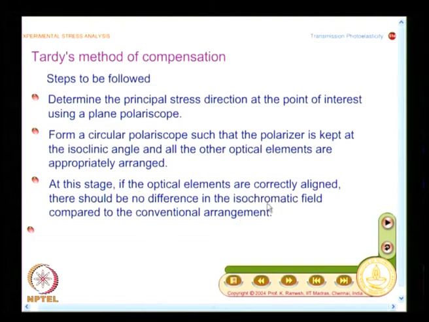So, one of the indirect checks is if the optical elements are correctly aligned, there should be no difference in the isochromatic field compared to the conventional arrangement. So, this is how you verify whether you have followed the second step correctly.